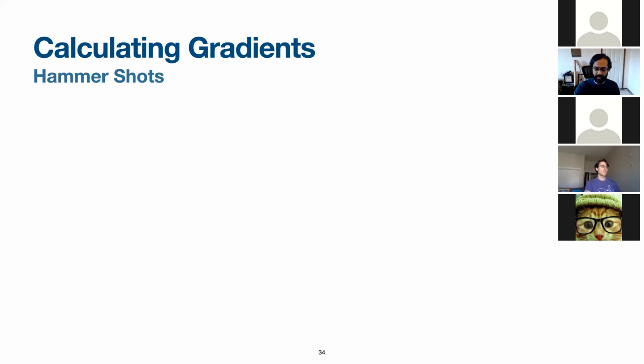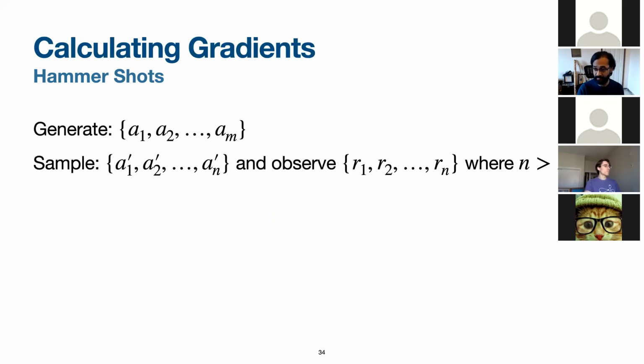Since the Q values are estimated using samples, we cannot directly compute a gradient with which we can update our model's parameters. Instead, we need to get a little bit more creative. So what do we do? Let's say we generate a set of M candidate actions. By sampling each action a number of times, we then observe a set of N observed actions and N observed rewards, where N is greater than M.